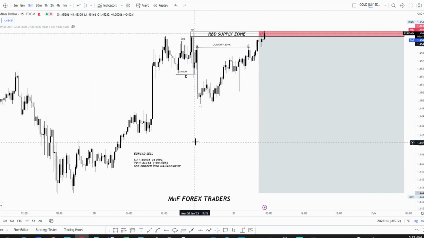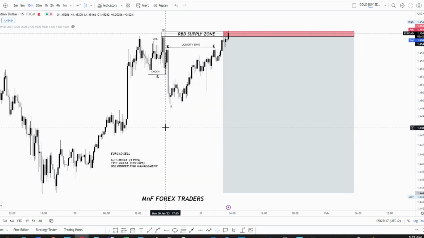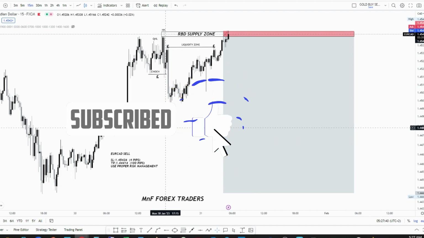So what's the message here? The message is to execute your edge every time it appears, regardless of what's going to happen, regardless of the market conditions. You have no idea what's going to happen. There's absolutely no one out there who knows with 100% certainty what's going to happen. So it's simply to identify your edge, and once you do that, you execute that edge flawlessly.